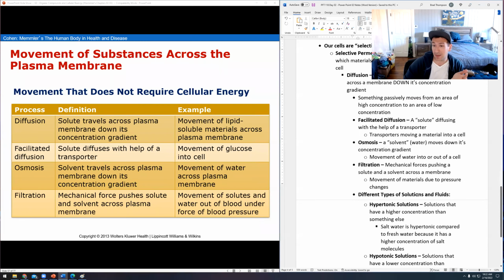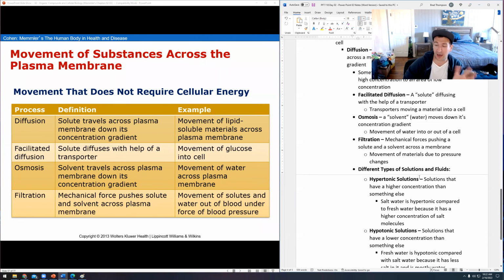Now, there are special types of this. There's facilitated diffusion, where a transporter might carry something. That way it can actually go against its concentration gradient. There's osmosis, which is basically diffusion when we're talking about water. So water moving from high areas to low areas.